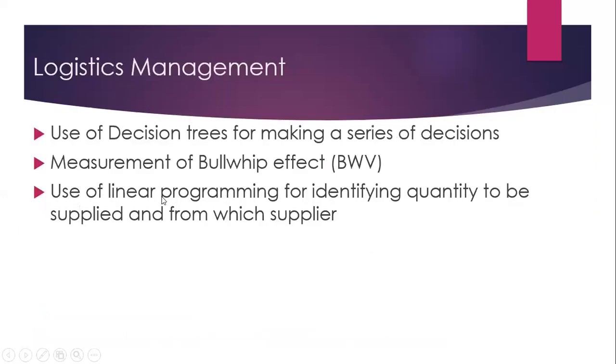Logistic management. We can use decision trees for making a series of decisions in logistic management. We can measure the bullwhip effect. I have a separate lecture on measurement of bullwhip effect. We can use linear programming for identifying the quantity to be supplied and from which supplier.